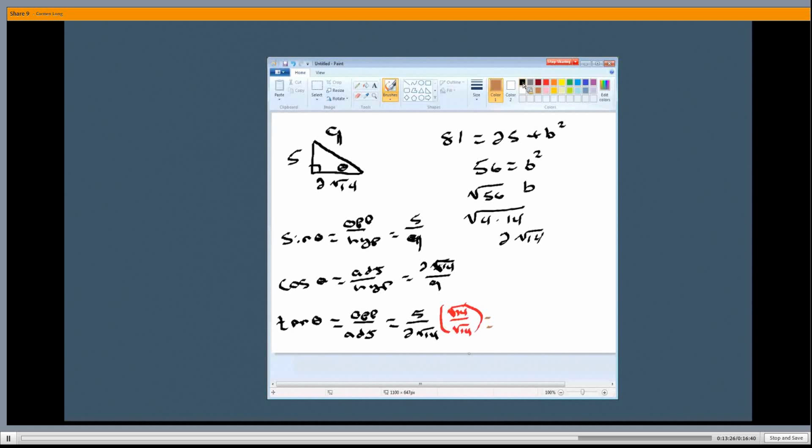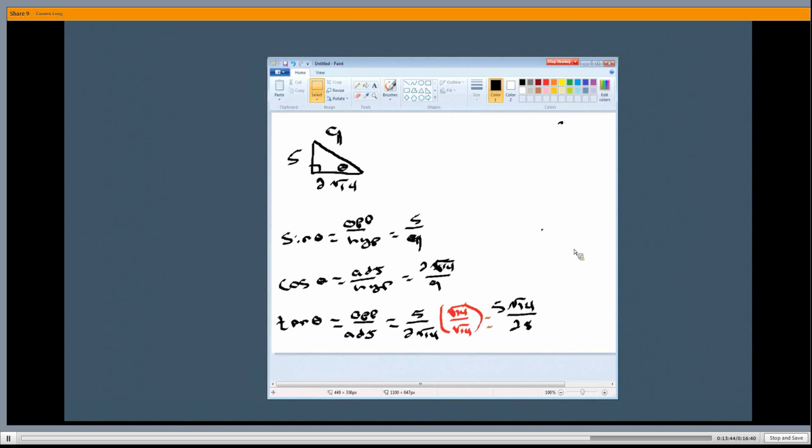Oops, I meant to pick the black color. So we end up with 5 square roots of 14 over 2 times 14 is 28. Okay, so that's the tangent of theta. Great. Now, let me make some more room for our secant and our cosecant and our cotangent.